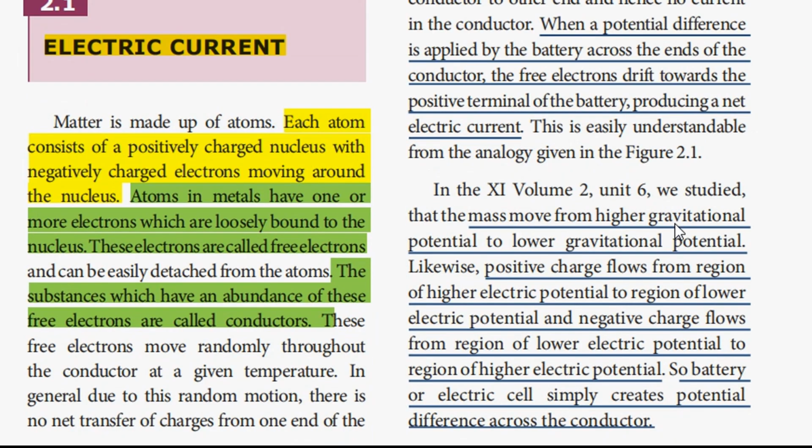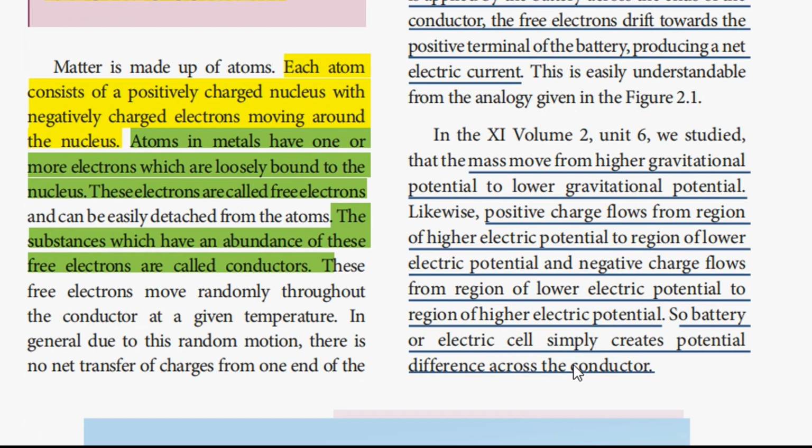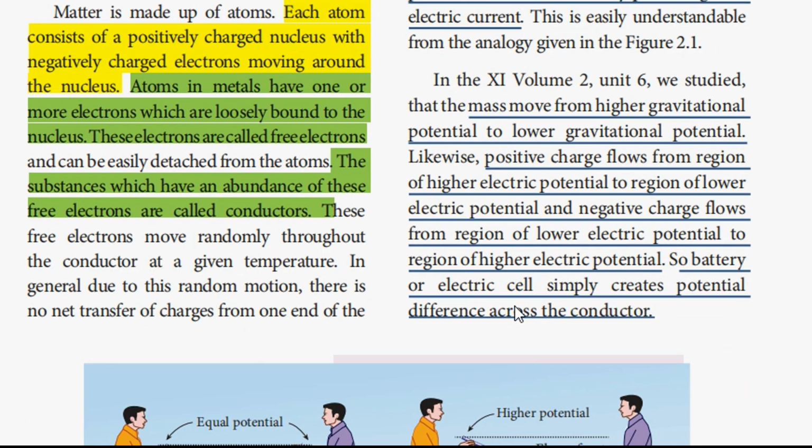Just as mass moves from higher gravitational potential to lower gravitational potential, in this case, the positive charge will flow from the region of higher electric potential to the region of lower electric potential. Negative charge will be flowing from the region of lower electric potential to a region of higher electric potential. For that, the battery or electric cell will simply create the potential difference across the conductor.